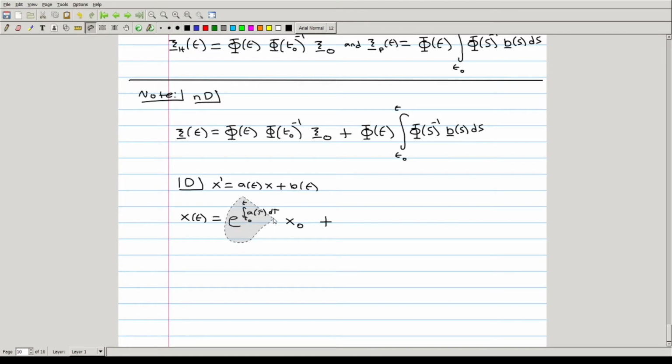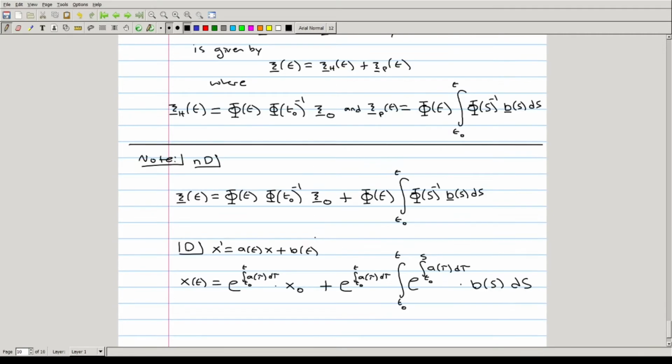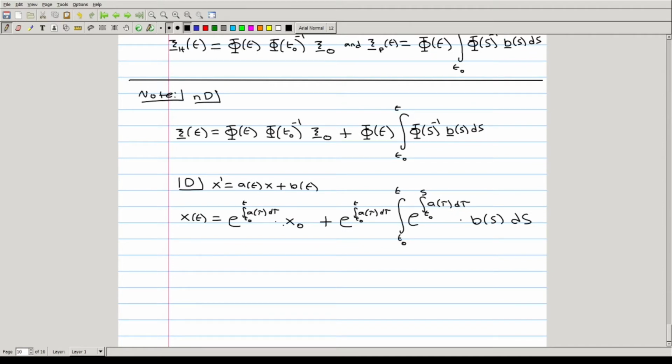e to the integral of a of t dt times the integral from t naught to t of e to the integral from t naught to s of a of tau d tau, multiplied by b of s ds. And the similarities between these two formulas should be very, very apparent, right?